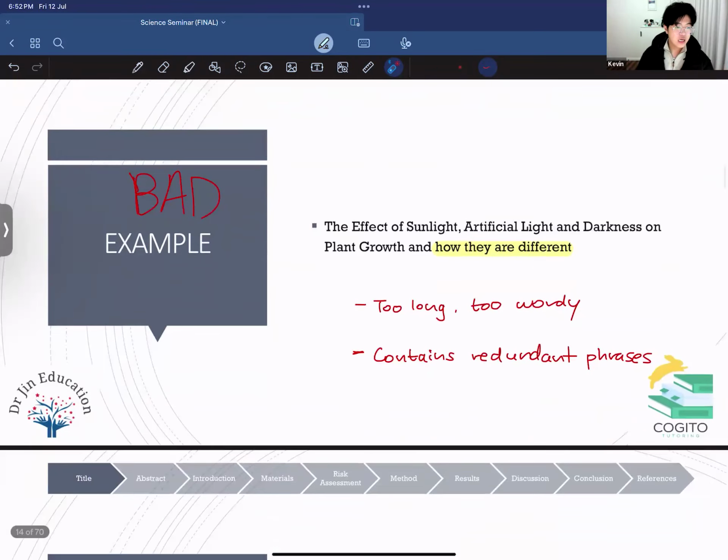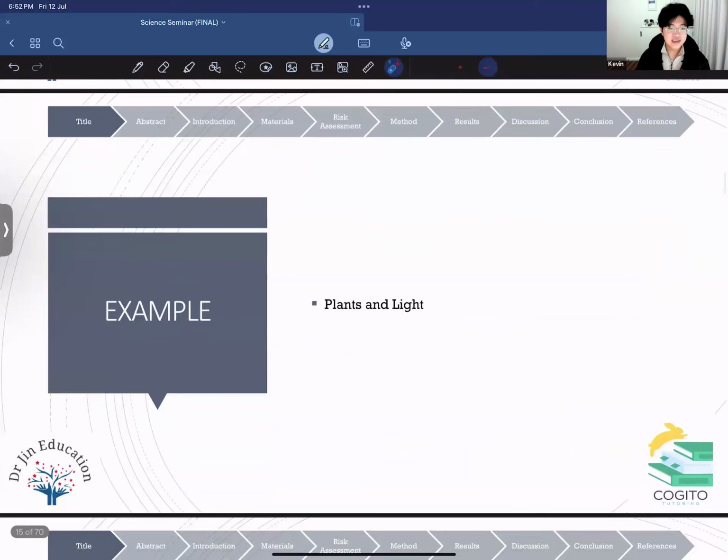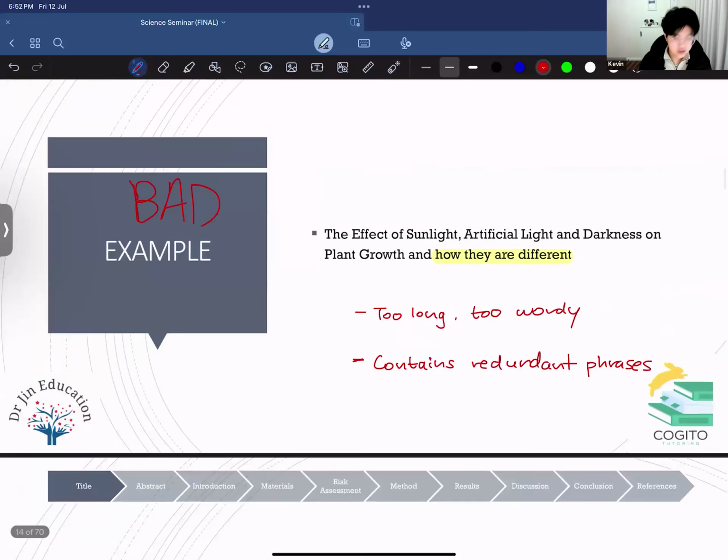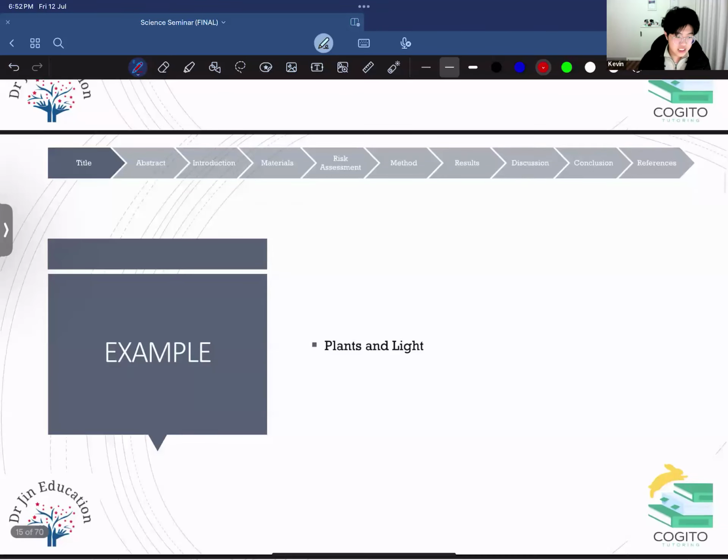Now look at this one. Plants and light. Is this a good title? I don't think so. First of all, it's got 3 words, plants and light. How do I know what this report is going to be about? So the previous one was too long and redundant. But this one, first of all, it's too short. And because it's too short, it becomes too vague.